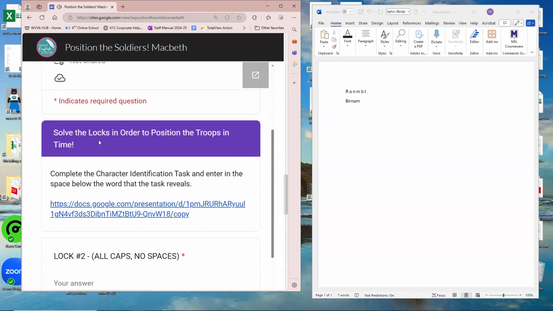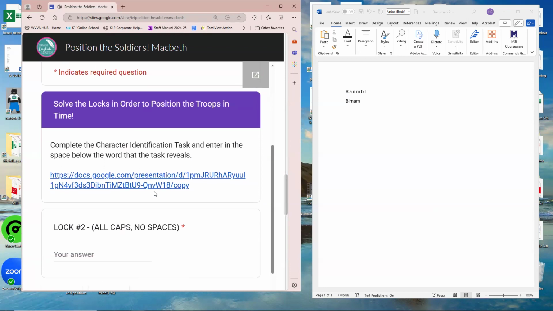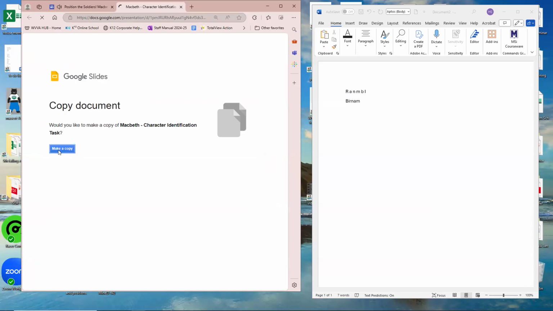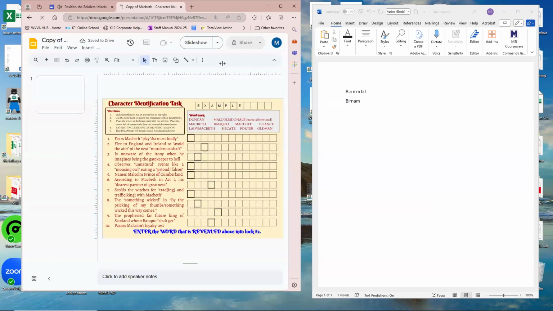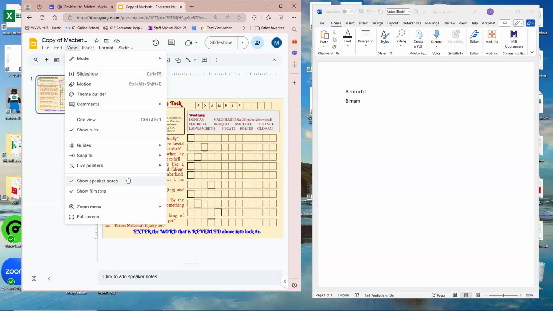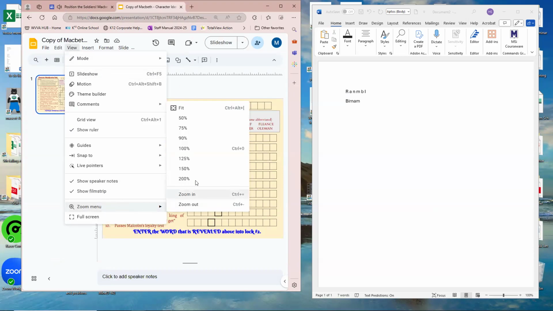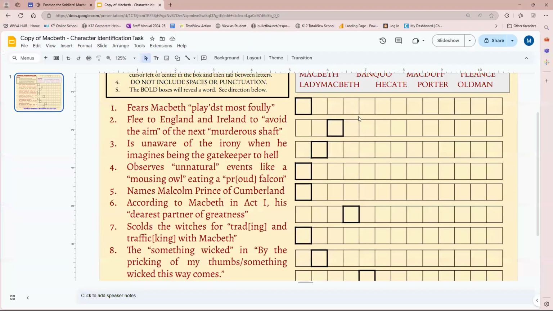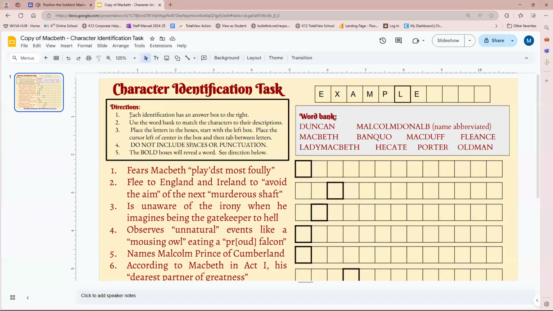Then it tells you, solve the locks in order to position the troops in time. Complete the character identification task and enter in the space below the word that the task reveals. So we need to click on this link, tell it to make a copy. Right, so we have directions.